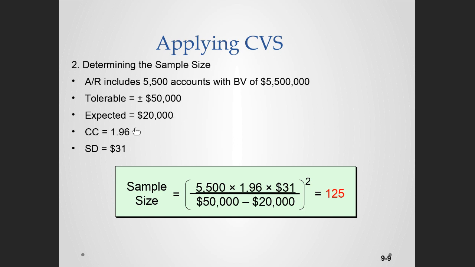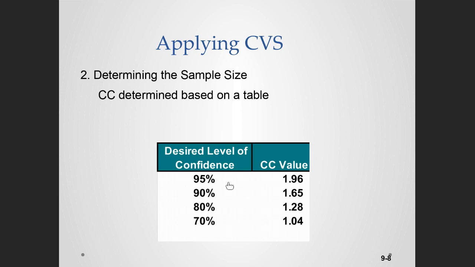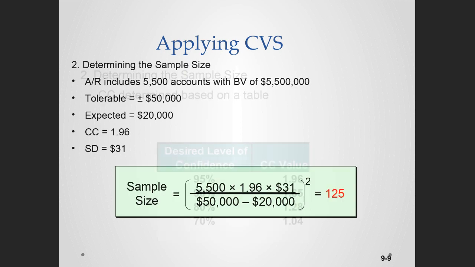The confidence coefficient, which is 1.96, comes from the previous slide right here, 1.96, because our desired confidence level is 95%. So we take that number from there, and the standard deviation is given. It will be given to you for this calculation. Now remember, in the entire sampling discussion in the 2 chapters, there are only 4 or 5 formulas, and you need to remember these formulas, okay? So we have the first item, which is the number of accounts, 5,500, times the confidence coefficient, which is 1.96, times the standard deviation, divided by tolerable minus expected, and then whole square. If you do the calculation, it will come to 125. What is 125? 125 is the number of sample items that we're going to select.